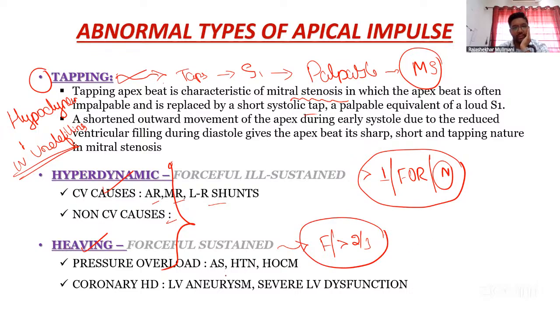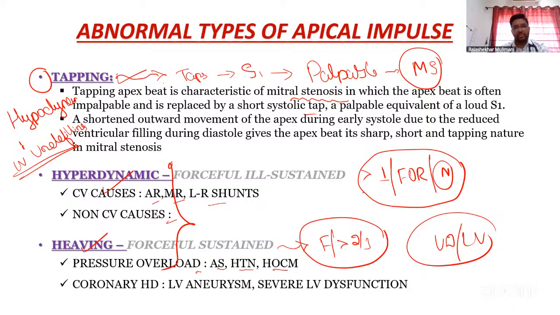It is usually seen in patients with pressure overload conditions, as we see in aortic stenosis, systemic hypertension, hypertrophic obstructive cardiomyopathy, and some coronary artery disease related ventricular dysfunction. The LV aneurysm can also cause the heaving apical impulse, that is, a forceful, sustained apical impulse.